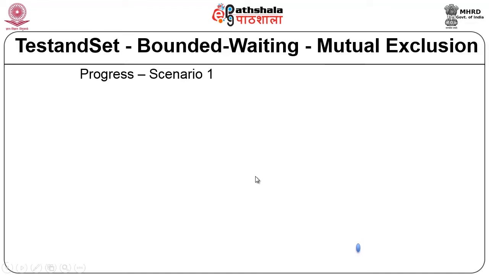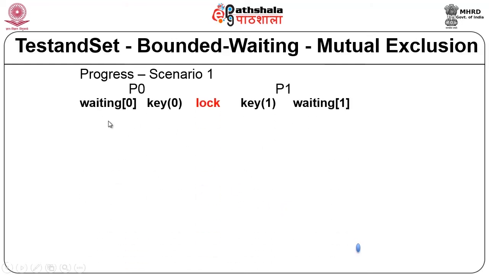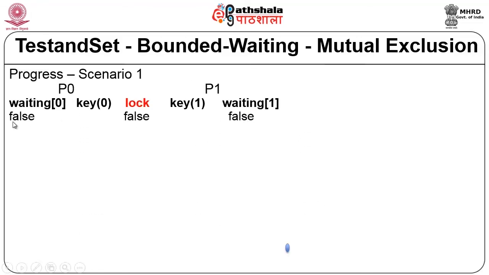And now we look at progress. We will see if progress is being satisfied in this algorithm. So, you have process P0 and P1, you have waiting[0], waiting[1], and you have key[0] for the local process, key[1] for this local process, and then you have lock. So, initially waiting[0] is set to false, lock is set to false, and waiting[1] is set to false. Both the processes P0 and P1 want to enter the critical section. They set waiting[0] equal to true and key equal to true by P0, and key equal to true and waiting[1] equal to true by P1.